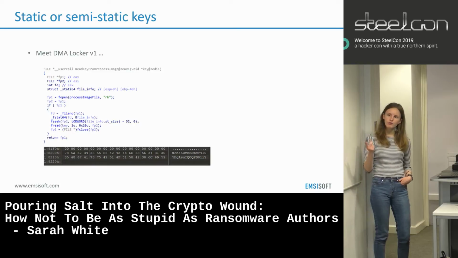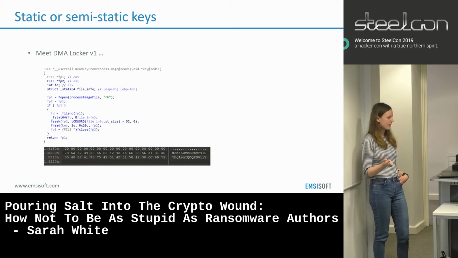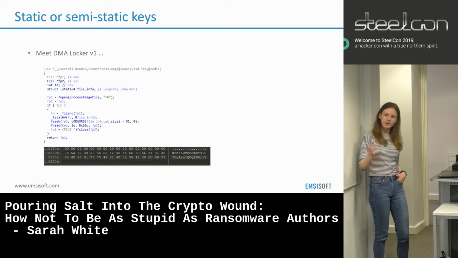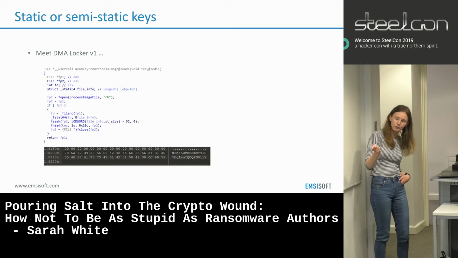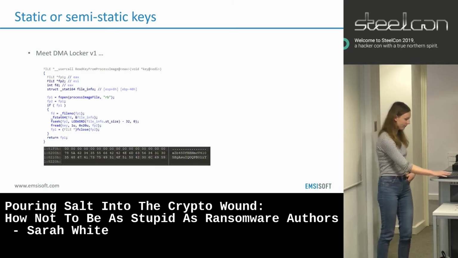If you look at the function, they actually just open the exe that corresponds to the process and then seek to the end of the file, reading the last 32 bytes. If we look at the second screenshot, you can see what looks like a key in the last 32 bytes, and that's exactly where the key is located.